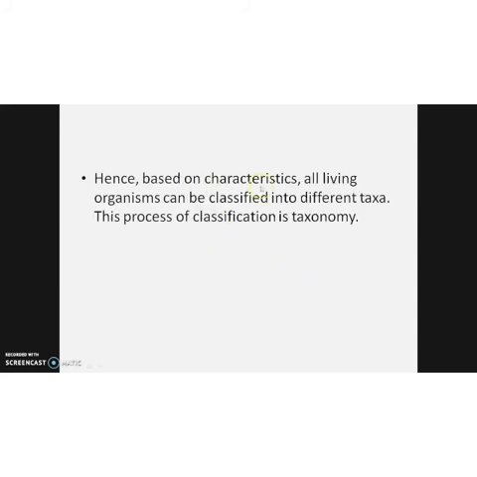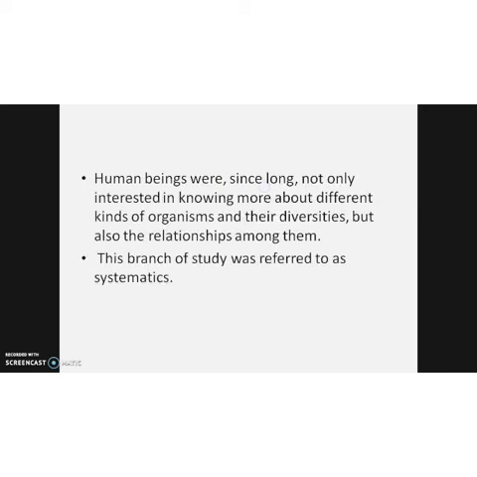Hence, based on characteristics, all living organisms can be classified into different taxa. This process of classification is called taxonomy. Okay, so taxonomy is an important branch of science. Human beings were, since long, not only interested in knowing more about different kinds of organisms and their diversities, but also the relationship among them. And this branch is known as systematics.